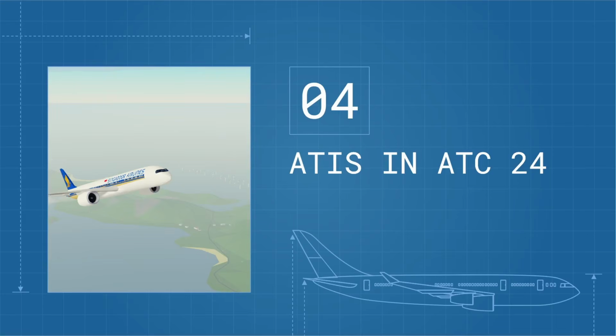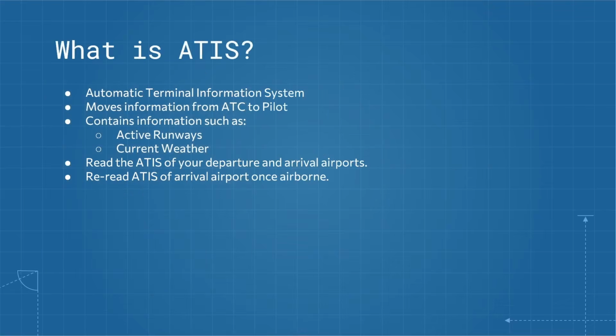For those who have skipped forward to this point, welcome. This is what ATIS is and how it works in ATC 24. ATIS stands for Automatic Terminal Information System, and it's a way of moving large amounts of information about an airport from ATC to pilots without interrupting radio communication.